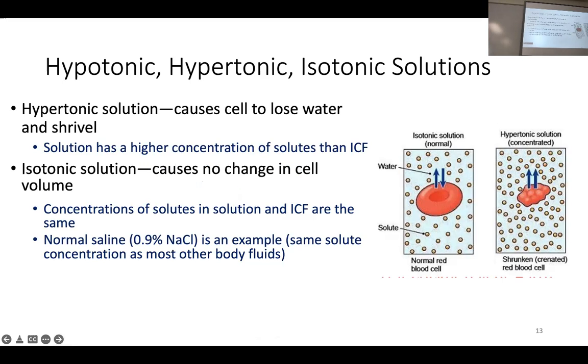The opposite would be the case if you have a hypertonic solution. Hyper means a lot. So if we look over here, we have a whole lot of solute particles outside this red blood cell. That means water is going to flow out of the cell towards that high solute concentration. So you get a lot of water leaving the cell, and it's going to make the cell shrivel down.